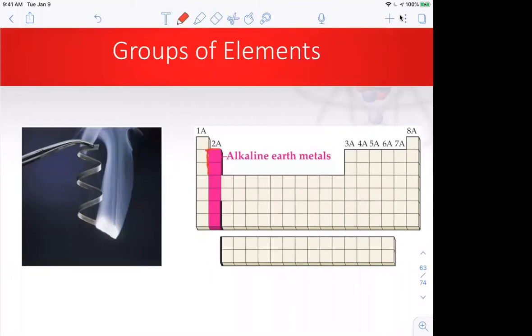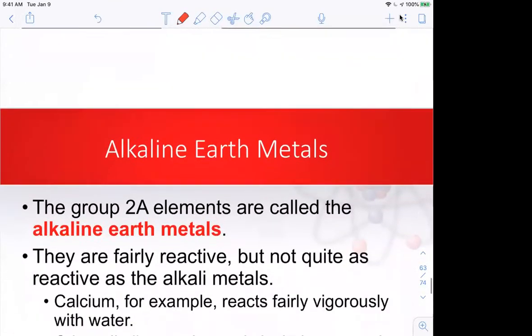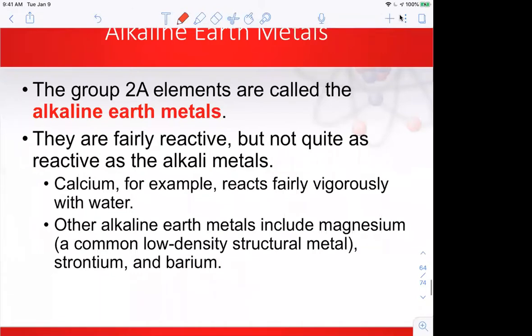The second column, anything in group 2A, those are called the alkaline earth metals. They're fairly reactive, but they're not quite as reactive as the alkali metals. Calcium will react vigorously. Other metals in this category include magnesium, strontium, and barium.